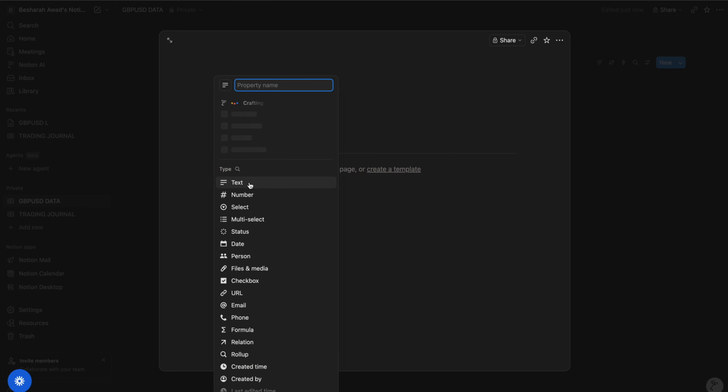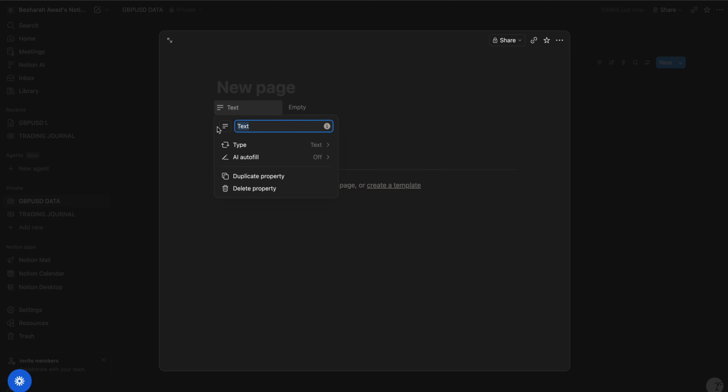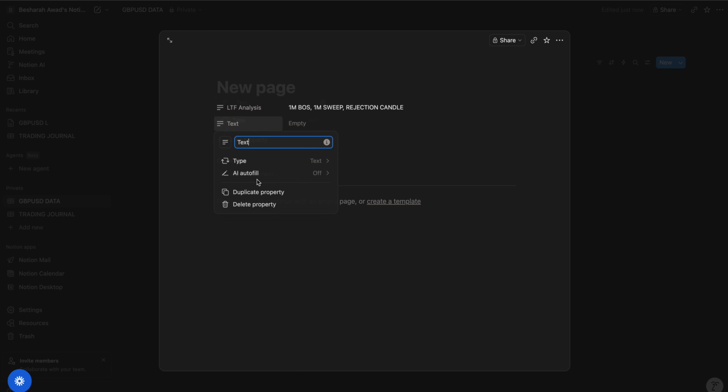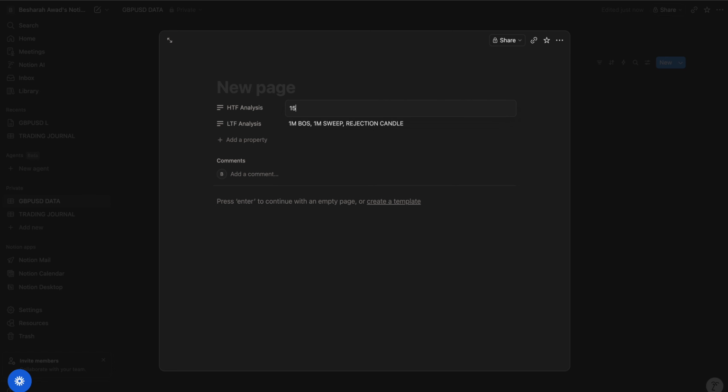Let's add a property. We're going to add a text, and the text is going to be called lower time frame analysis. And in here, you're going to write what you saw in your lower time frame. So 1 minute break of structure, 1 minute sweep, rejection candle. So everything you saw in a lower time frame. And then over here, text again. You're going to write higher time frame analysis. And then you write what you saw on the high time frame, 15-minute sweep, weak 15-minute low.